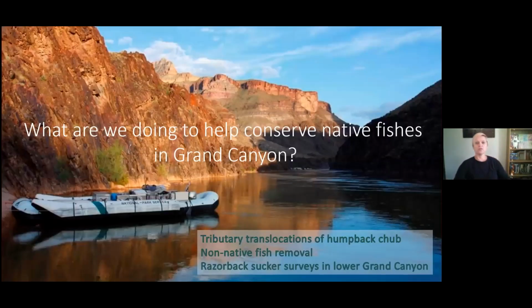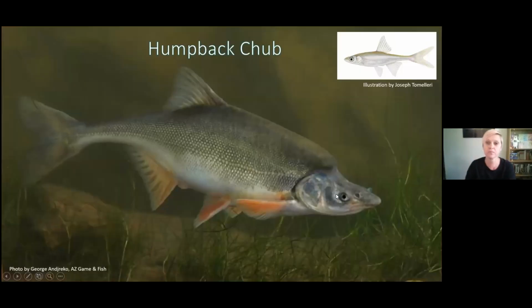So now I'll move on to what we are doing at Grand Canyon to help conserve some of the native fishes. And the two main things are tributary translocation of humpback chub, non-native fish removal in Bright Angel Creek, and then I'll get a little bit into razorback suckers that we're working with some other cooperators on in Lower Grand Canyon. So humpback chub, here's a picture of a beautifully colored up spawning condition humpback chub here. And then in the corner is a juvenile humpback chub before the characteristic hump has developed.